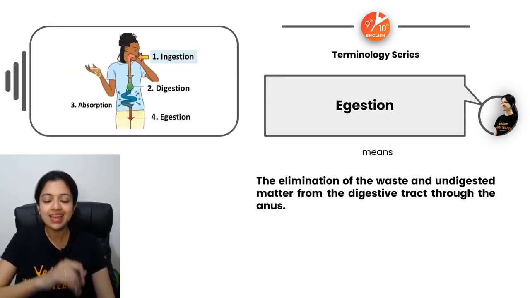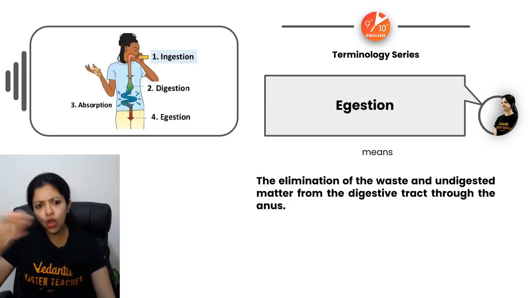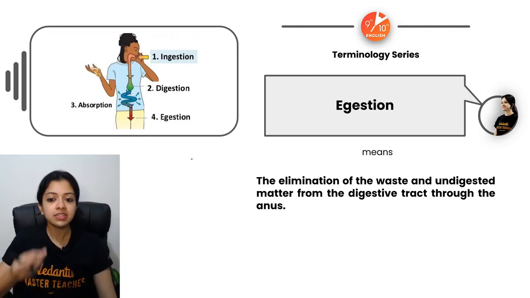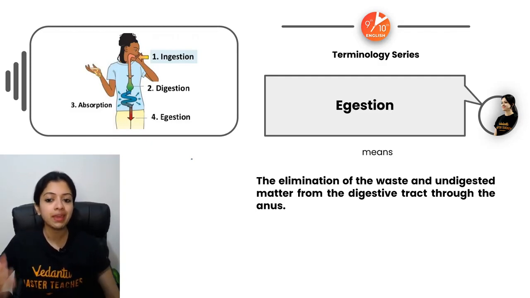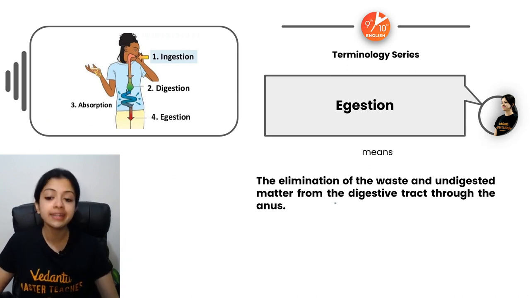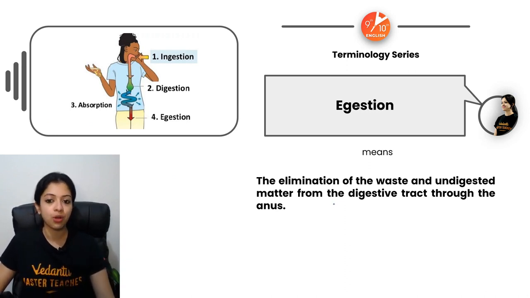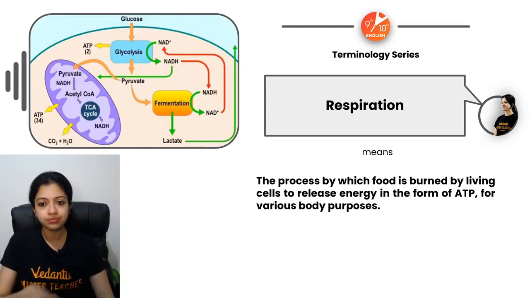Okay, right. Next one, ejection. Opposite of ingestion, right? Ingestion is eating the food. Ejection would be elimination of fecal matter through the anus. Undigested food gets eliminated in the form of fecal matter. So this is what we call ejection.